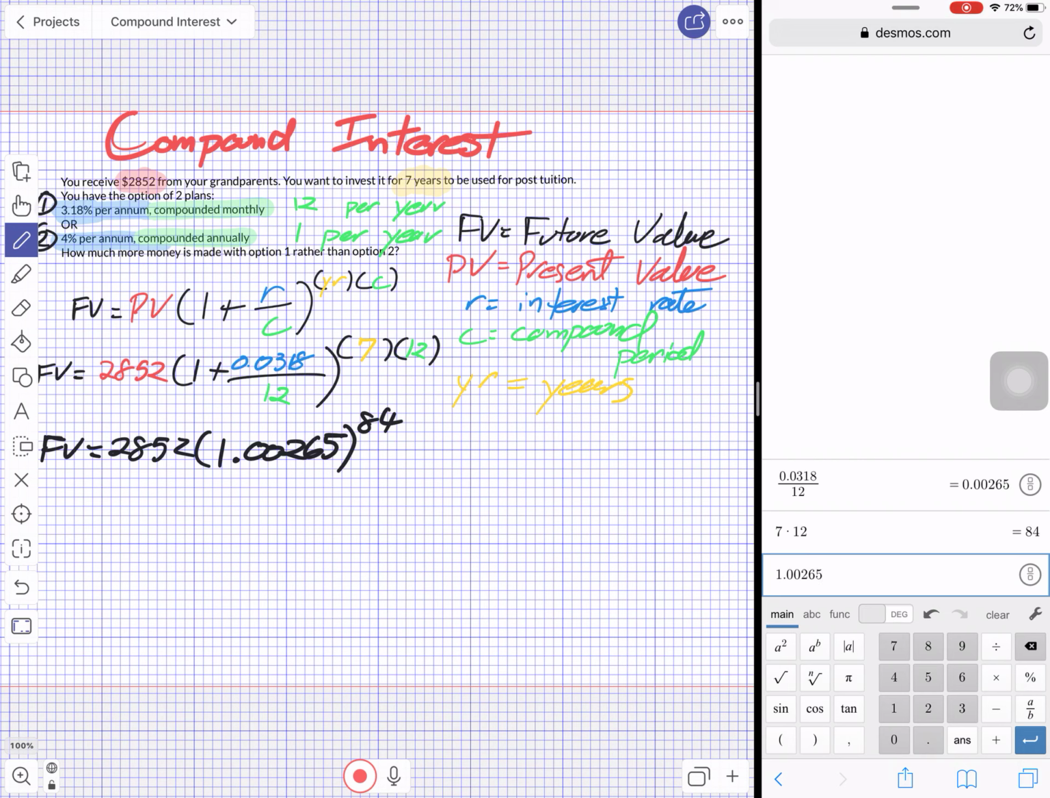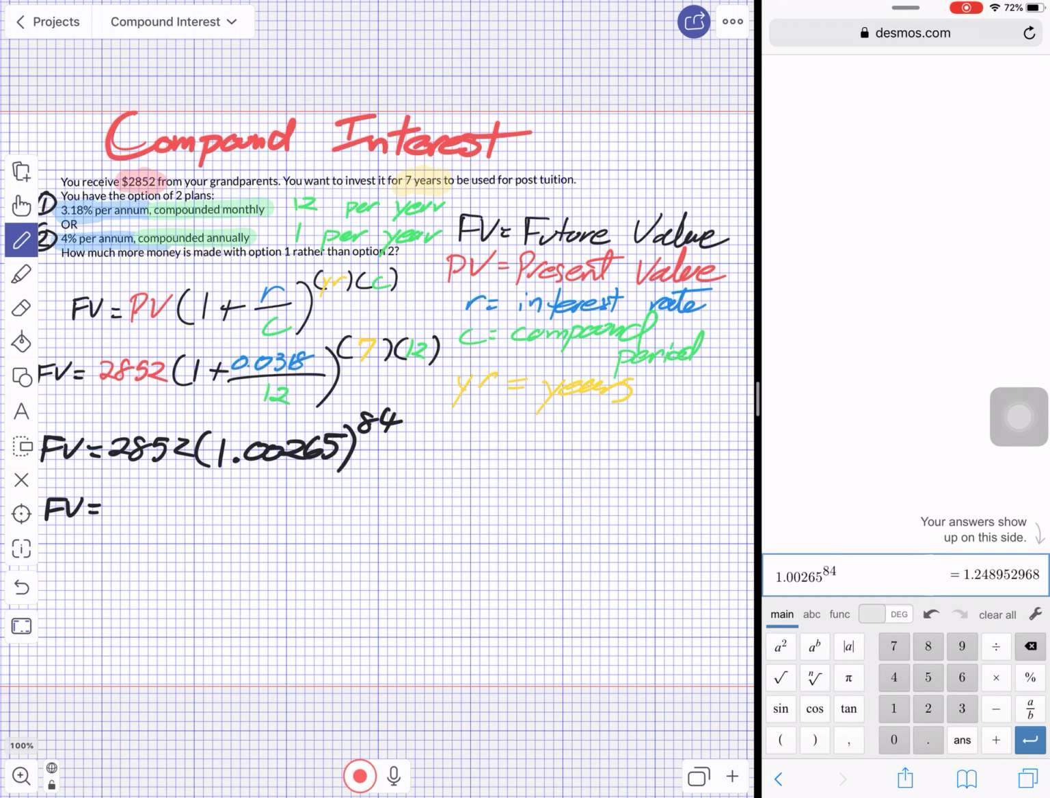And on the next line of my calculator, I'm writing in this value, and I'm going to put it to the power of 84. Oh, this isn't working all of a sudden. Let's refresh this page. Rewrite the number, 1.00265 to the power of 84. And right away it gives us our answer. So I can write that in.